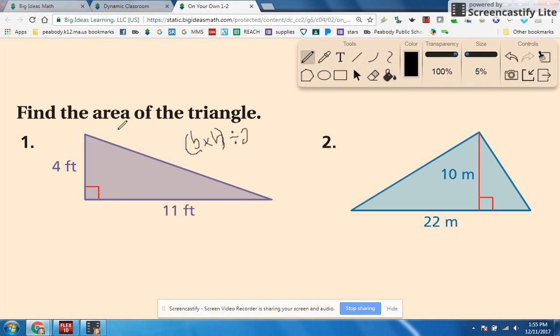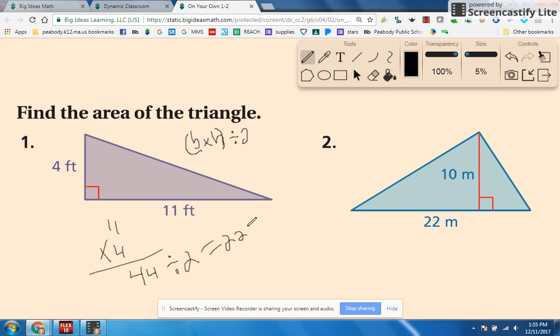So the base and height have to make a 90-degree angle. They don't even have a number here, but if they did, you would be ignoring it because it would be there to throw you off. The base and the height have to form a 90-degree angle. So that's going to be the 11 and the 4. So you're going to do 11 times 4, which is 44, and then cut that answer in half. So 44 divided by 2, which equals 22.